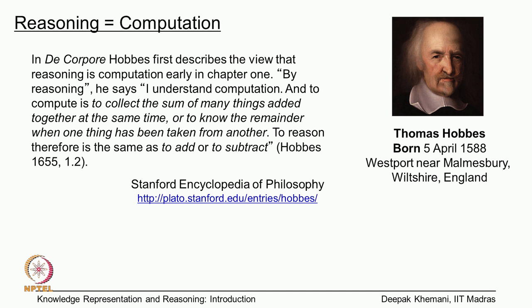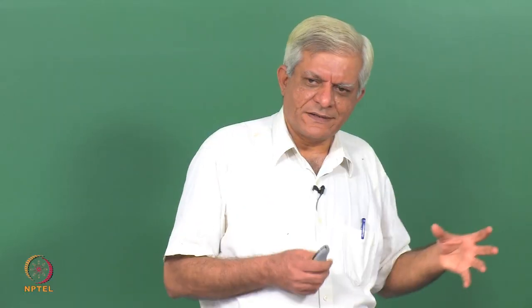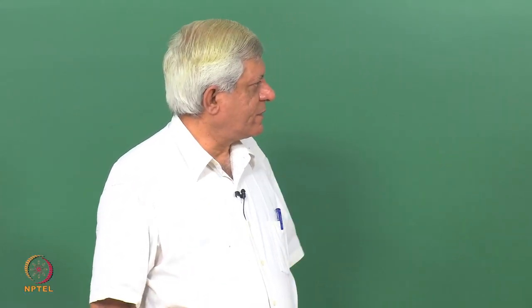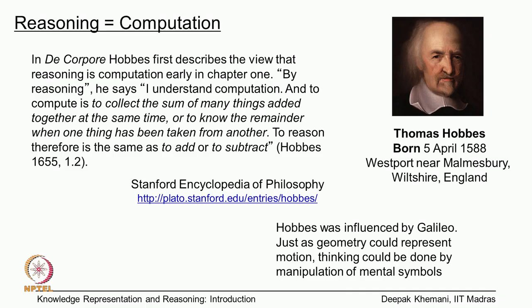But we remember Hobbes was saying that thinking is equal to computation essentially. Somewhere he says that by reasoning he understands computation, and to compute is to collect the sum of many things added together at the same time, or to know the remainder, basically some kind of arithmetical algorithm. And he says that thinking is also like that, that you create particles and you reason over them essentially. This I have taken from the Stanford Encyclopedia.